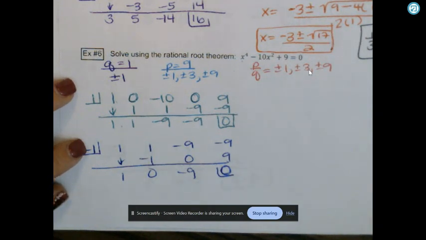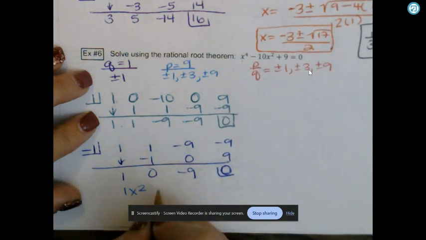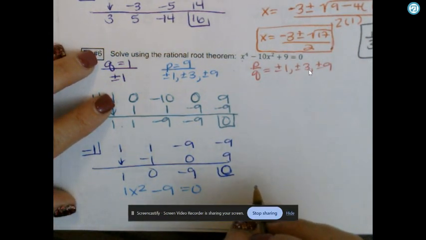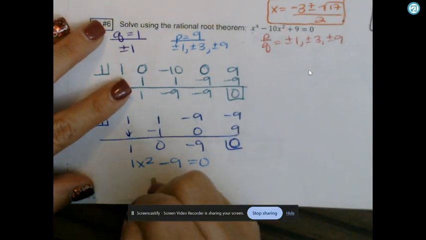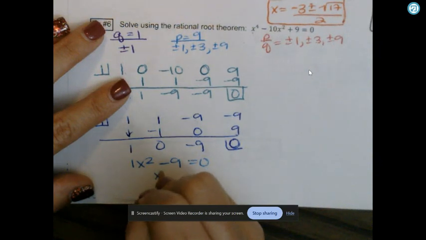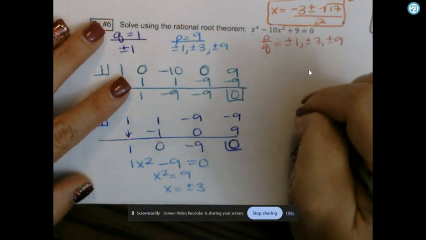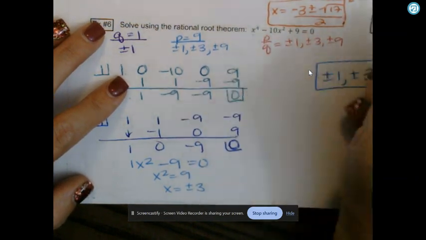And now if I look at my trinomial down here, it's going to be 1x squared plus 0x minus 9. What is that? Difference of squares. So x squared is going to equal 9. Take the square root and x equals plus or minus 3. So our roots are plus or minus 1 and plus or minus 3.